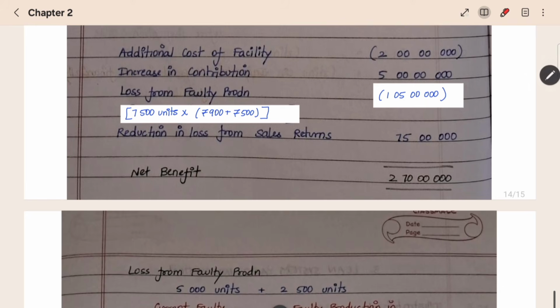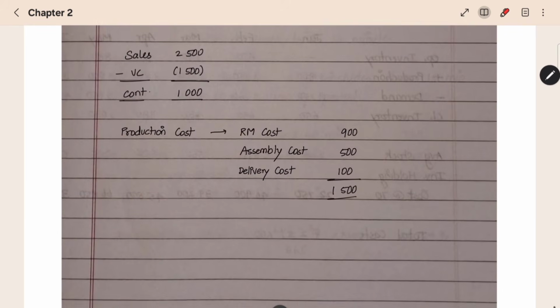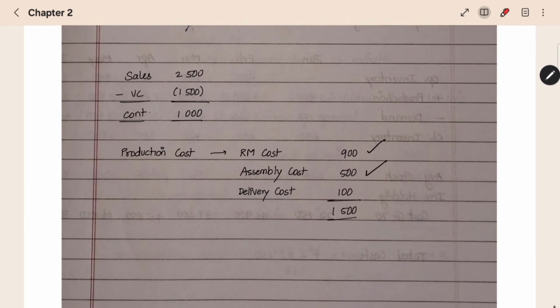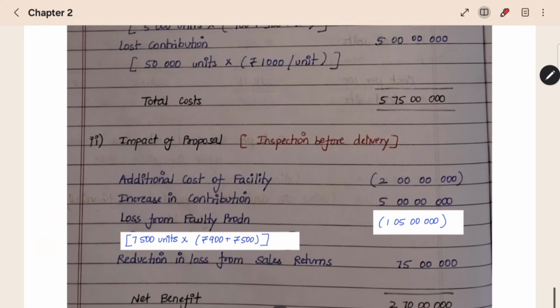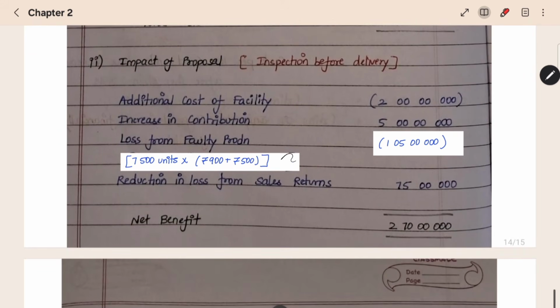So for 1 unit of faulty production, you are not delivering it. So what will be the cost incurred? Raw material you will purchase, assembly you will do, production you will do, but delivery you will not do for those faulty units, because you are removing them before delivery using an inspection process. So the cost will be 900 plus 500. 1,400 will be the cost per unit of faulty production. The total faulty production is 7,500 units.